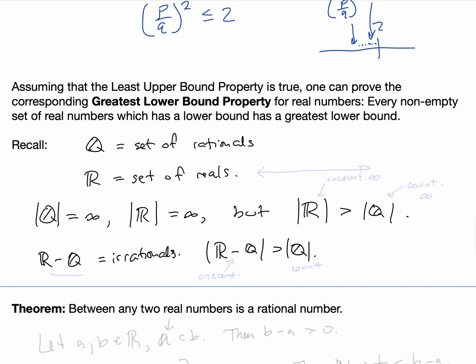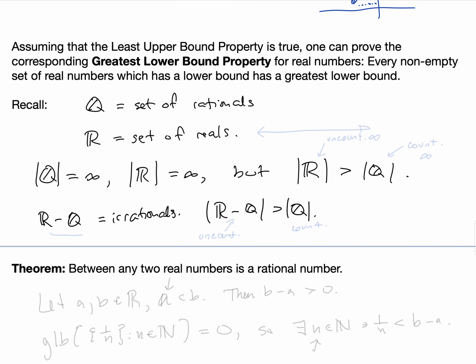By assuming that the least upper bound property is true for the real numbers, you can prove the corresponding greatest lower bound property. So every non-empty set of real numbers which has a lower bound also has a greatest lower bound.